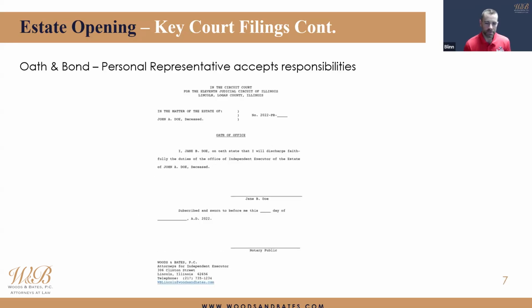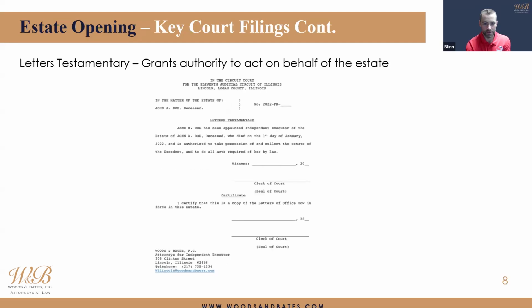Jane is also going to submit to the court an oath. Sometimes that oath has a bond associated with it. This particular example does not, because we have a will. One of the advantages of having a will is that it waives the bonding requirement. So we have an oath of office that Jane's going to submit. She says she's going to faithfully discharge the duties of office of the independent executor of the estate. And so we're going to file that on her behalf with the court as well.